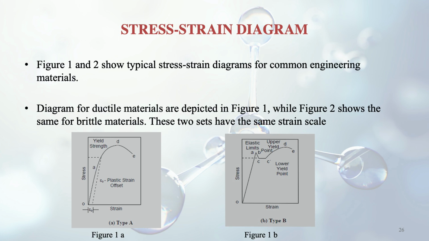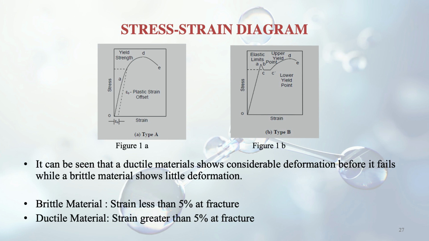Whereas a brittle material, as soon as you apply a certain load which it cannot bear, will break immediately. So this is the difference between the ductile and the brittle materials. It can be seen that a ductile material shows considerable deformation before it fails, while a brittle material shows little deformation. Also, for brittle materials, the strain is less than 5% at fracture, and for ductile materials, the strain is more than 5% at fracture. This is one more difference between them.